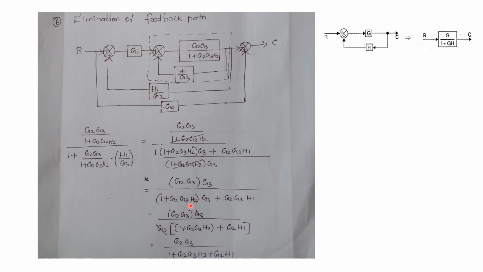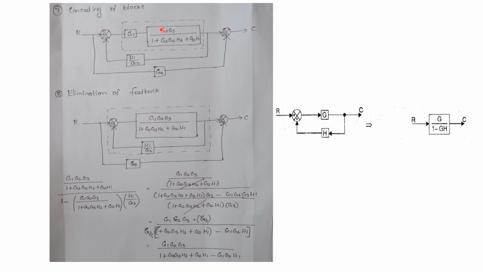Now what about the expression G2 G3 divided by 1 plus G2 G3 H2 plus G2 H1. Now we are going to replace this box, that is these two blocks, by means of this value G2 G3 divided by 1 plus G2 G3 H2 plus G2 H1. So that is the next block. Now again here we have one G1 and also two blocks. We are going to again further reduce this diagram.